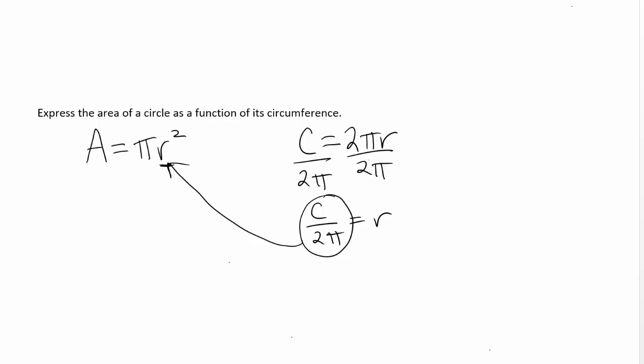And now I'm going to take that circumference over 2 pi and I'm going to substitute it in right where that r is. So this new formula becomes A equals pi times (C over 2 pi) quantity squared, and we just need to clean it up a little bit.